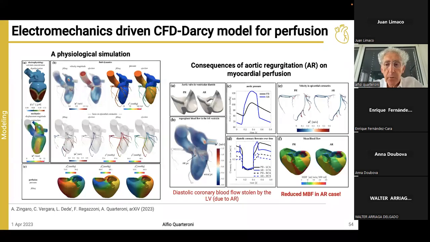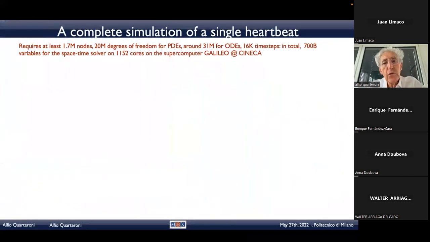So those are very important simulations, and I would like to give you an idea of the cost of this simulation. We are simulating a single heartbeat, one heartbeat that takes about 1 second of real life. We're using 1.7 million finite element nodes, 20 million degrees of freedom for the partial differential equations, and around 31 million degrees of freedom of unknowns for the ordinary differential equations. We're using for every heartbeat, every second, 16,000 time steps, which means that we solve the complete dynamics 16,000 times for every heartbeat. In total, we are dealing with 700 billion variables for the solver.